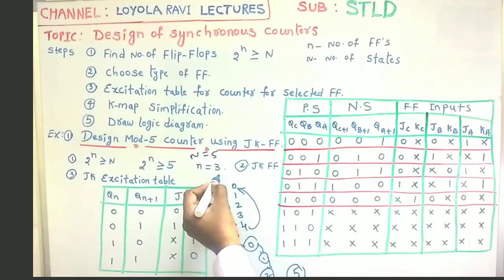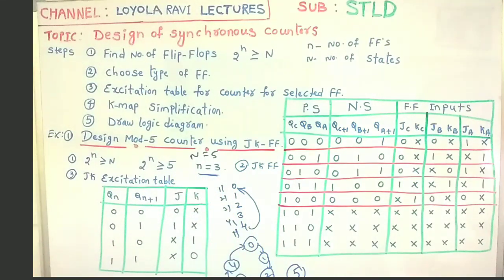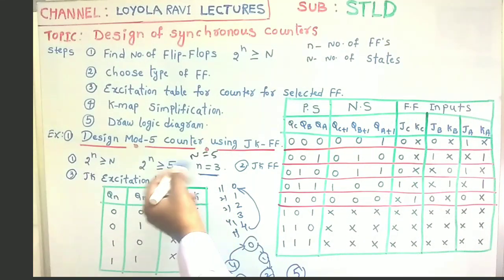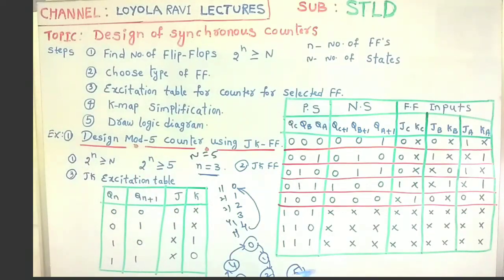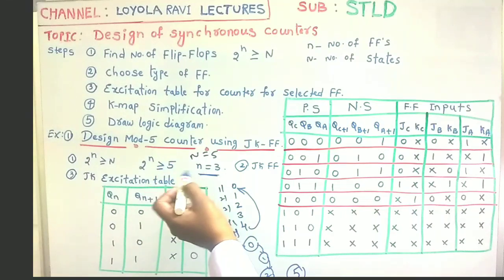So that's why the number of flip-flops is 3. Like this we have to find the number of flip-flops. If n is equal to 1, 2 is greater than or equal to 5? So that is not correct. That's why n is not 1.